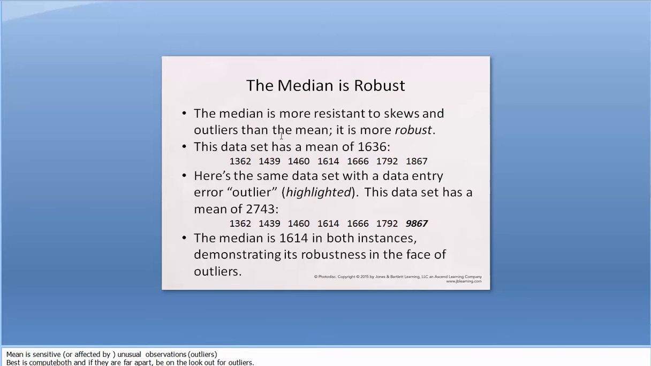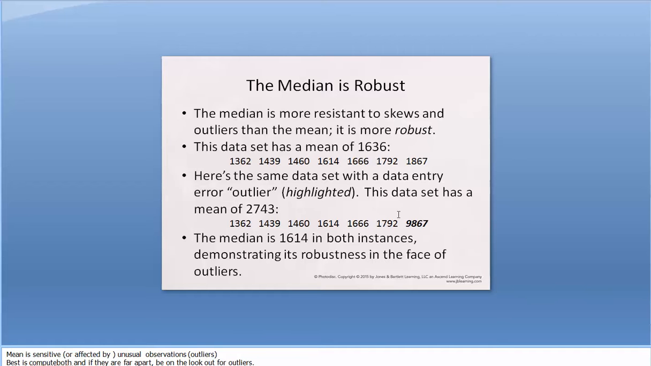Now, one point about mean and median. The median is more robust if you have outlier observations. Here's an example. If you just calculate the mean for this, it's going to be 1636. Say by some chance, due to some mistake, 1 here is recorded as 9, and this becomes 9,867. If you calculate this, you will get the mean to be 2,743, much more than the individual observations. And in fact, this is much more than the previous mean that you got.